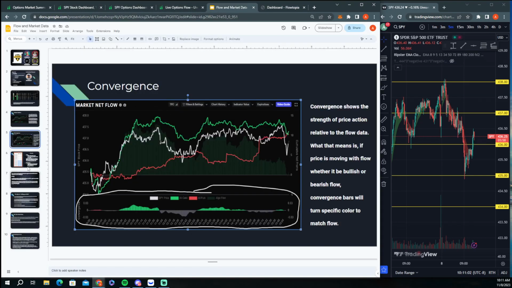Can we move on? I'm going to be talking about gamma exposure next. If you guys don't have questions about the market net flow tool, Convergence, the live orders or anything, we can always go back if you do have questions, but feel free to type before I move on to gamma exposure. Gamma exposure is going to be very hard to grasp for you guys, so I'm going to try to do it as simple as possible.